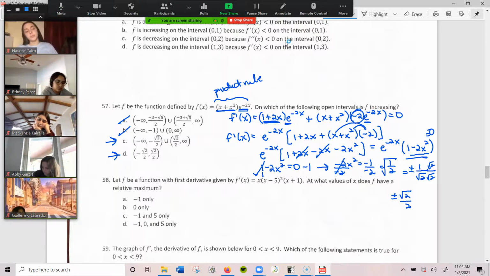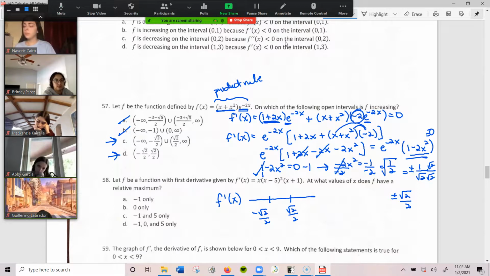Okay. So now we're going to create our number line. We have the negative square root of 2 over 2 and positive square root of 2 over 2. I don't need to know what these numbers are in order to figure out what to plug in. So where's my derivative? Right here. This is my derivative here.